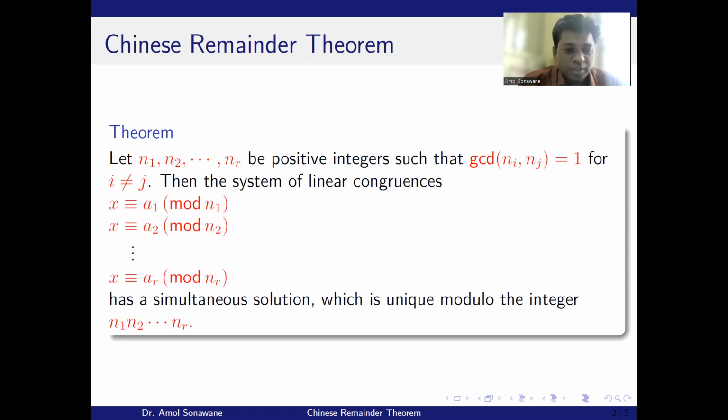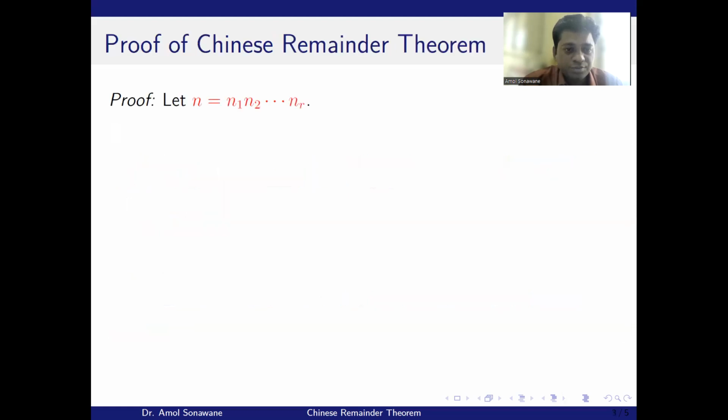n2 up to nr. Note that the system of linear congruences contains r linear congruences and we are getting a solution of this system of linear congruences which is unique modulo the integer n1 n2 up to nr. Let's see the proof.